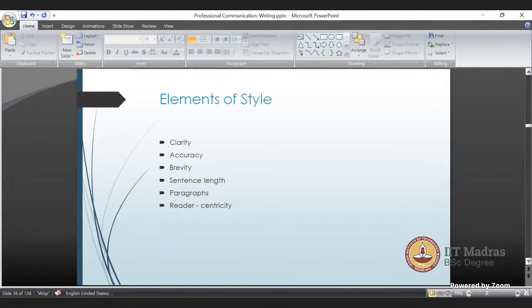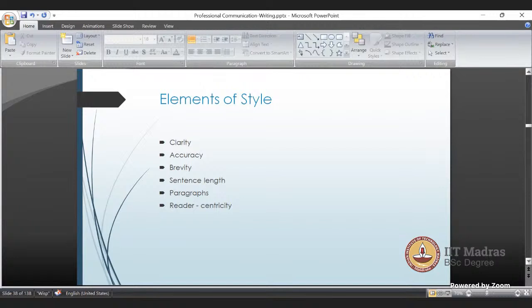Now, what contributes to it? Your paragraphs, your sentence length, and your reader centricity. These are the 3 things you will keep in mind when you're forming the whole piece in order to achieve clarity, accuracy, and brevity. What do you mean by accuracy? What does accuracy refer to? Clarity, definitely, we have discussed at length in the first session. Clarity refers to specificity, right? Your purpose should be defined, right?